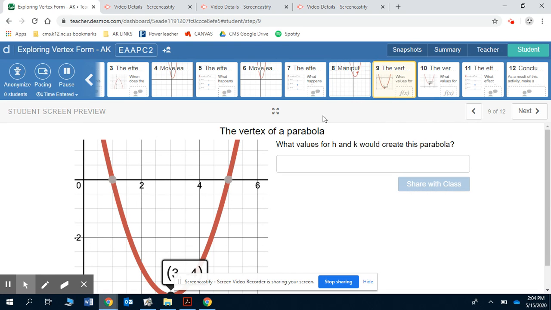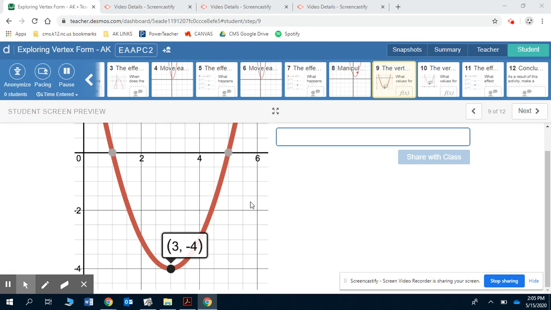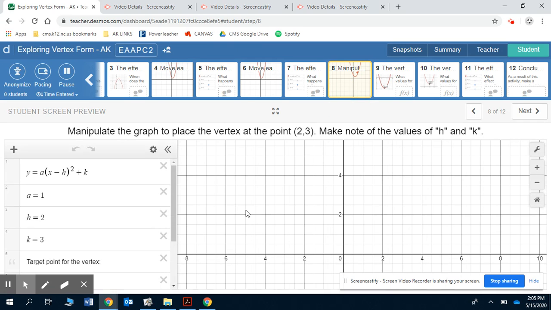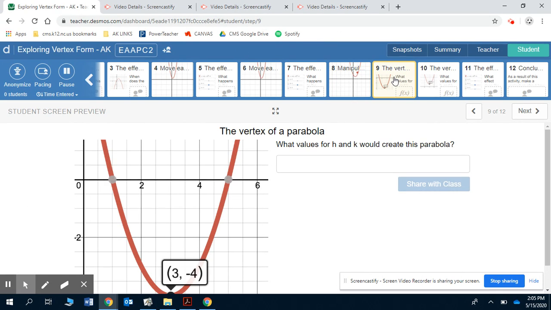If you move on to slide 9, we're now going to say, hey, if your vertex is 3, negative 4, then what would your h value be, and what would your k value be? All you have to do is think, just like I looked at here, if I made my h 2 and my k 3, that became the vertex. So if that's the case, the h has to equal what in this case? 3. And your k has to equal negative 4.